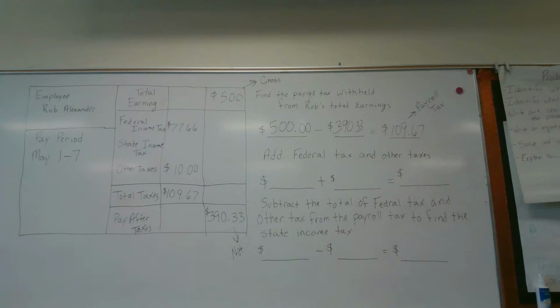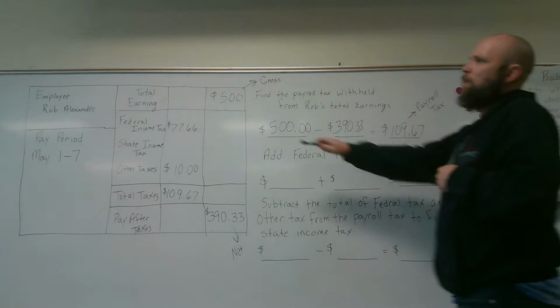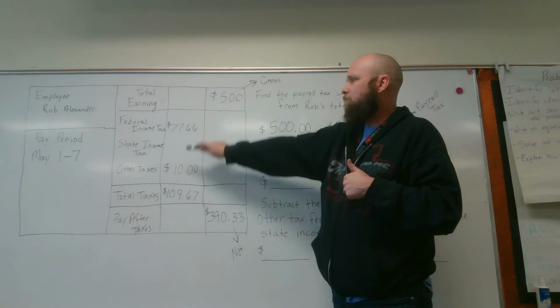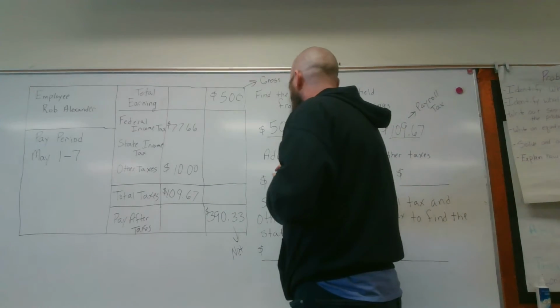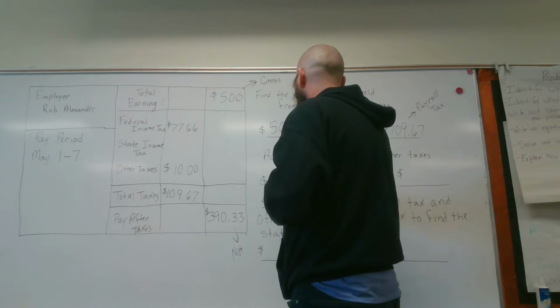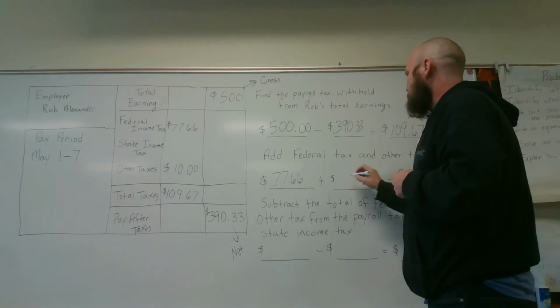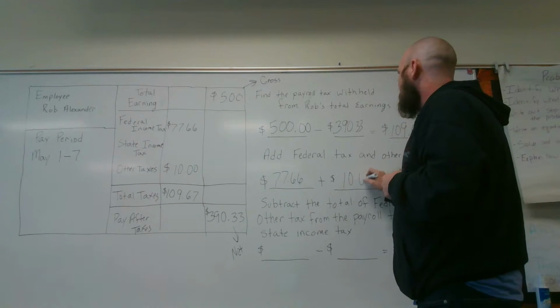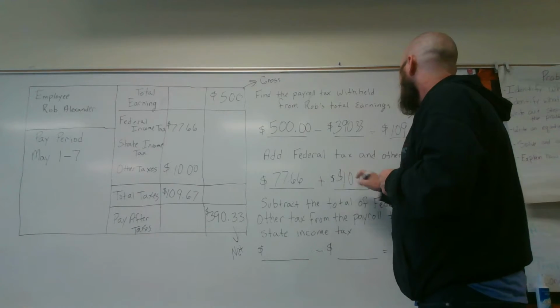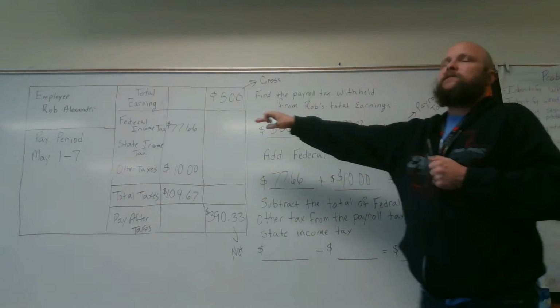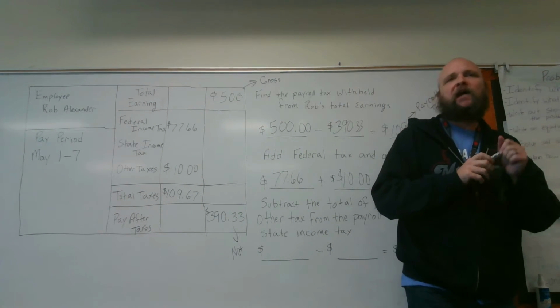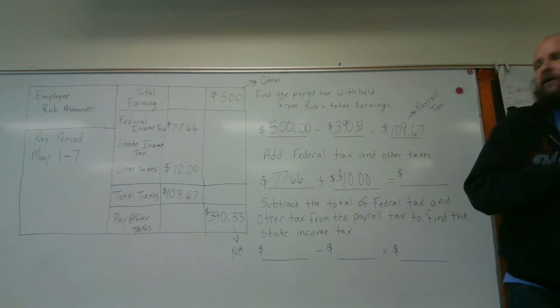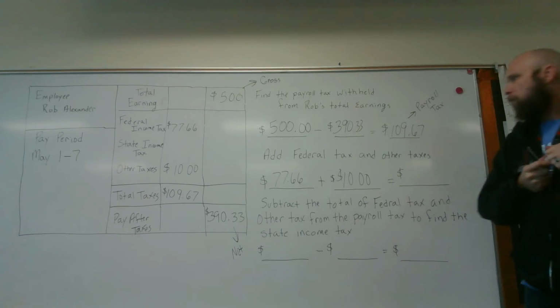So now it says, add the federal tax and other taxes. I have that there. Federal tax and other taxes. So $77.66 plus other taxes, which are $10. And this is going to tell us the taxes he knows, that Rob knows, before he spilled that yucky kale juice on his check.